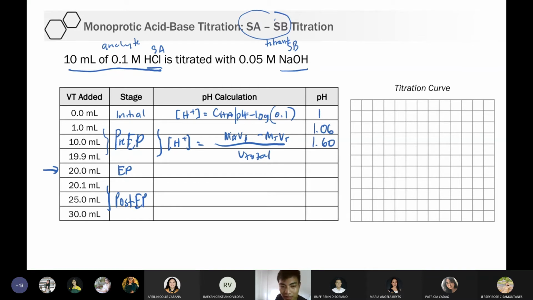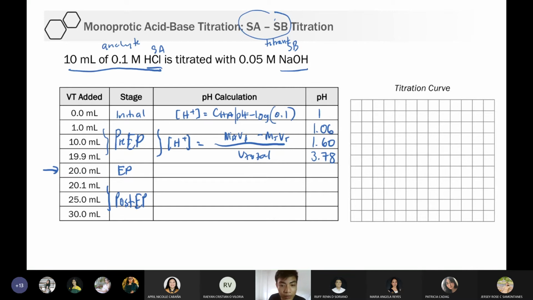Pag na-type nyo na siya sa calcu, palit-palitan nyo na lang yung volume. Okay? Hindi na necessary ulitin lahat. 19.9, 3.78. Ayan. Ilang points na ako? 4 points na agad. Diba? 1 minute halos lang nakalipas. 1 minute or 2 minutes.